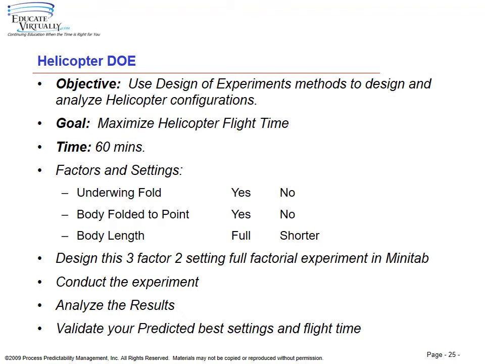Design this 3-factor, 2-setting full factorial experiment in Minitab. Then you'll create all of your samples. There'll be 8 of them. You'll conduct the experiment, flying each helicopter multiple times, between 3 and 5. Analyze the results, and then you'll come up with a prediction, and you're going to create that helicopter that has all of the features that have turned out to be significant at the best level settings, and you'll make that helicopter, fly it multiple times, and then you'll be able to validate your predicted best settings.